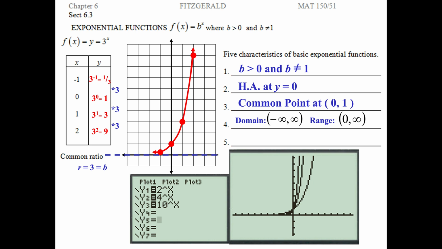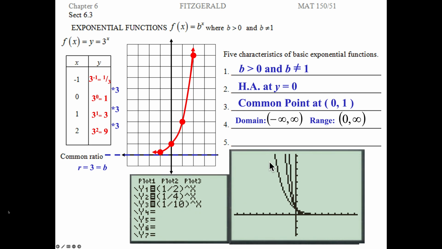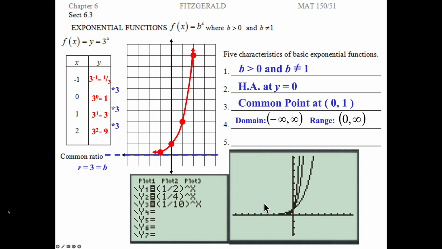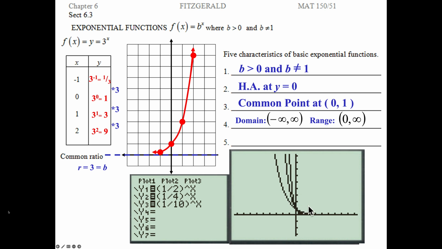And for number 5, it doesn't jump out at you right away, because the one thing we haven't looked at is, what about bases between 0 and 1? What about those fractions? So I change this to 1/2 to the x, 1/4 to the x, 1/10 to the x, and looked at the graph and notice instead of going uphill, being increasing, they're all going downhill. They're decreasing. So that's number 5. If your base is greater than 1, your functions will always increase. If your base is somewhere between 0 and 1, you will always decrease.